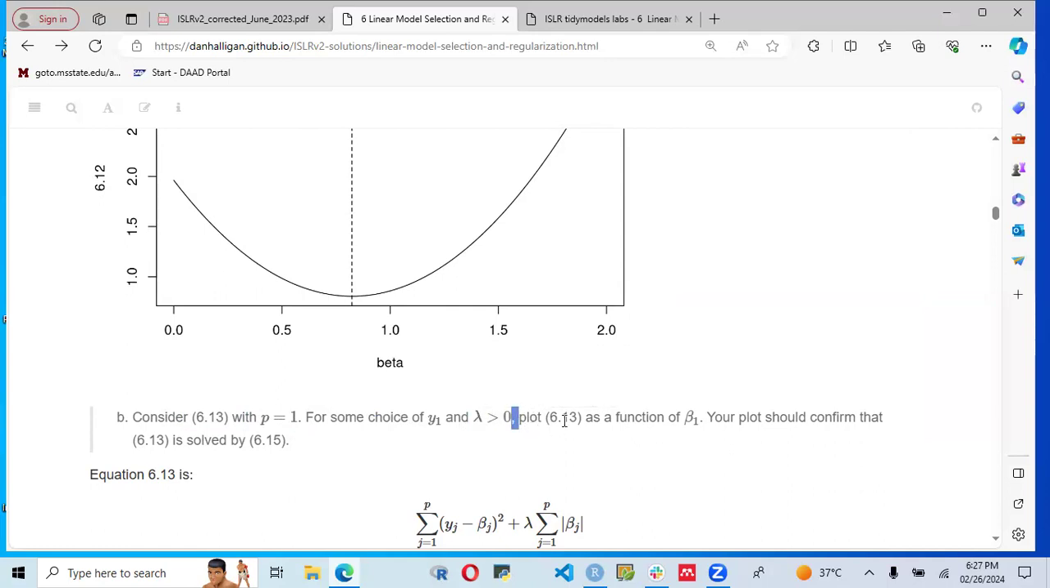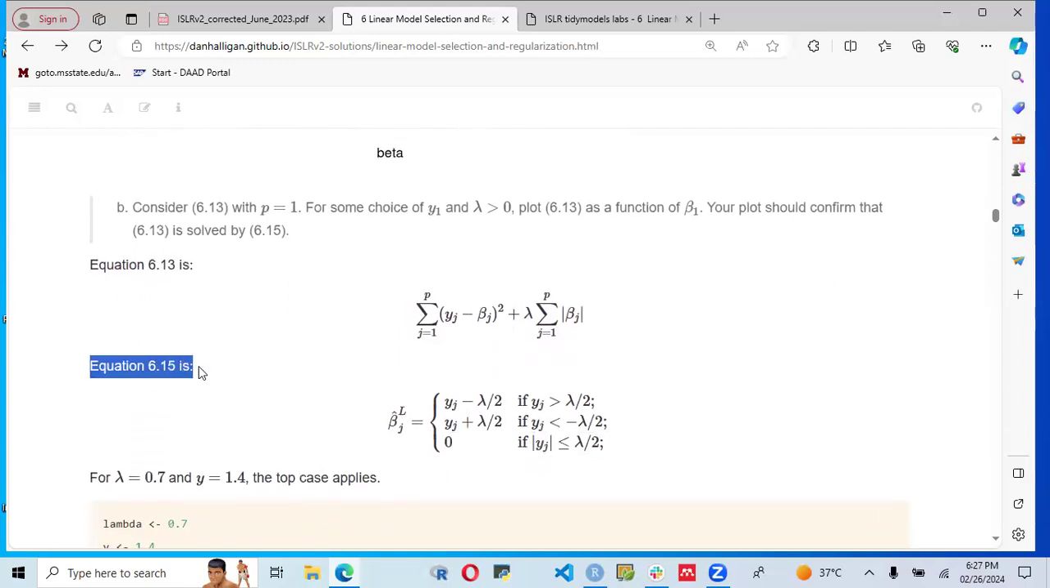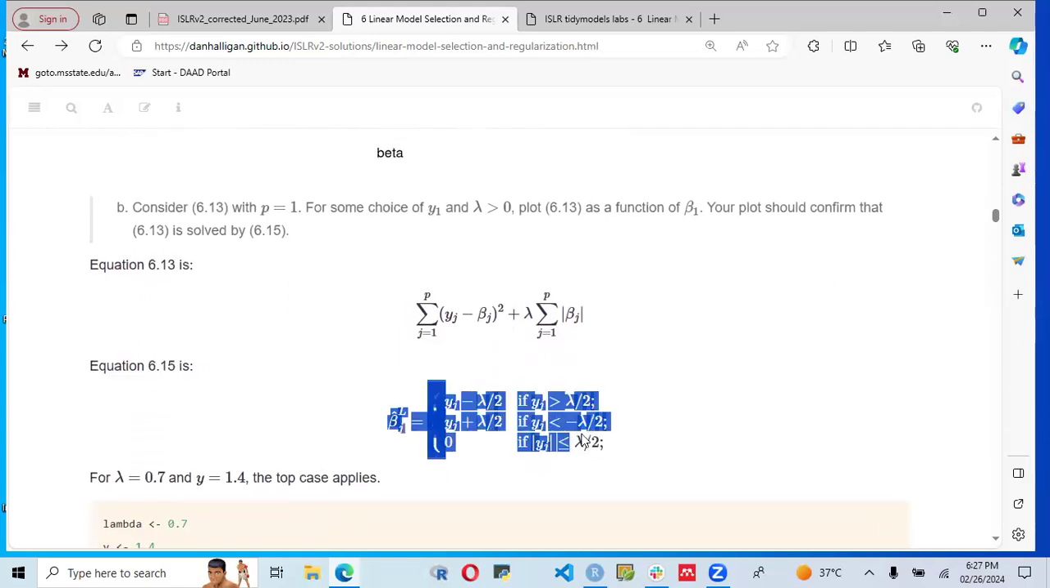We should plot 6.13 as a function of beta 1. Then we said our plot should confirm that 6.13 is solved by 6.15. So this is equation 6.13. Then we also have equation 6.15, which is given as this.